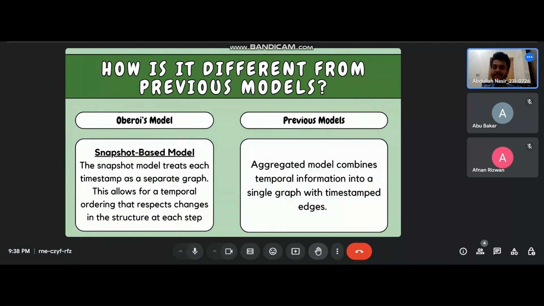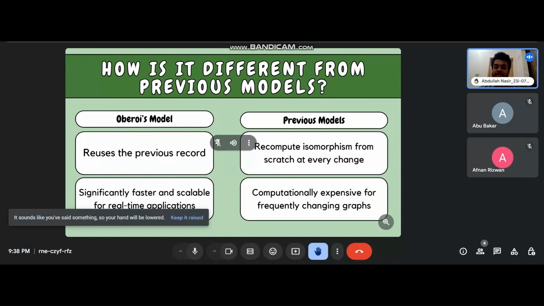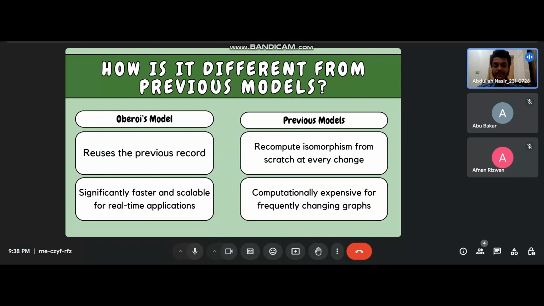Oberoi's model was based on snapshots. Other models aggregate all the temporal information in a single graph, whereas Oberoi's model is dynamic, which means it calculates the isomorphism in snapshots at different points. Previous models had to reconstruct isomorphism from scratch every time new information or a new graph was added. But Oberoi's model reuses the previously recorded results and only recalculates the part which has changed.